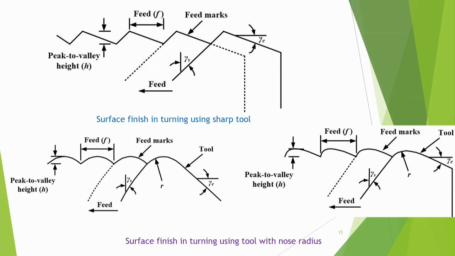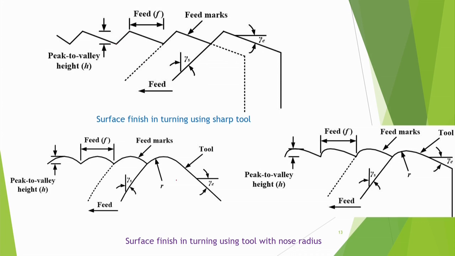Now, for surface finish in turning, suppose you use a tool which is very sharp, with no nose radius. It keeps moving in one feed, going from here to here, and you get feed marks like this, meaning from here to here is the feed. Because of that you get some peak to valley height, which will be here.